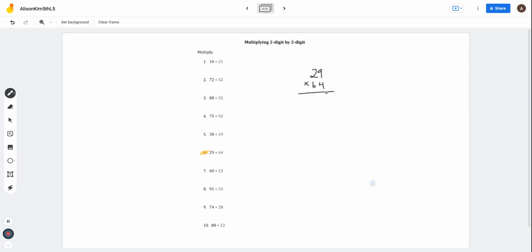We do 9 times 4, which is 36. So we're going to bring down the 6, and then we'll bring up the 3. 4 times 2 is 8. 8 plus 3 is 11. So we're going to bring down 11 because, once again, we can't do it to the 6, and there's no number in front of the 2 either.